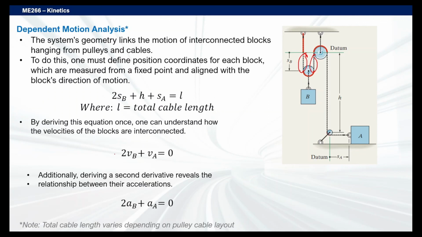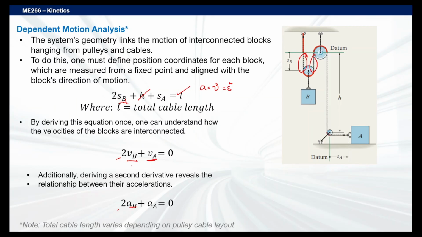if you're going to ask, hey, sir, what happened? Why did the S become the V and then V became A? If you recall, to get A, simply get the first derivative of velocity or the double derivative of displacement. So in this case, we just derive it twice. You can derive the displacement twice, and you arrive at A, the acceleration. So by deriving this equation, one can understand how the velocities of the blocks are interconnected. Here we go. So this will be 0, 0, and you're left with VA.